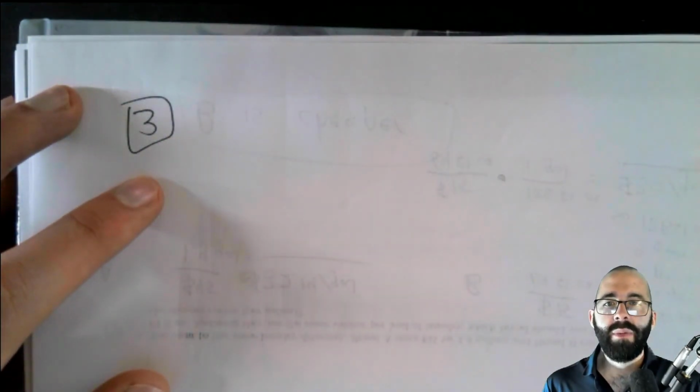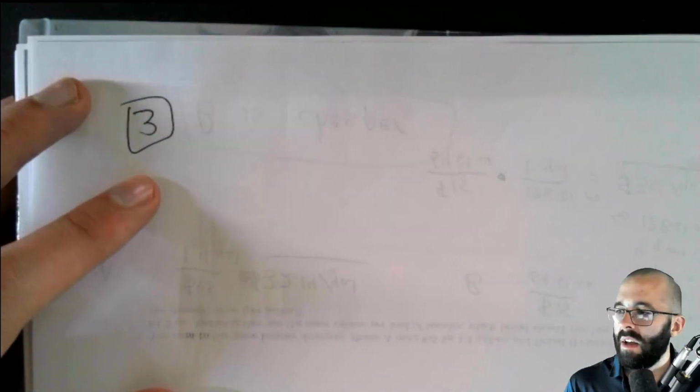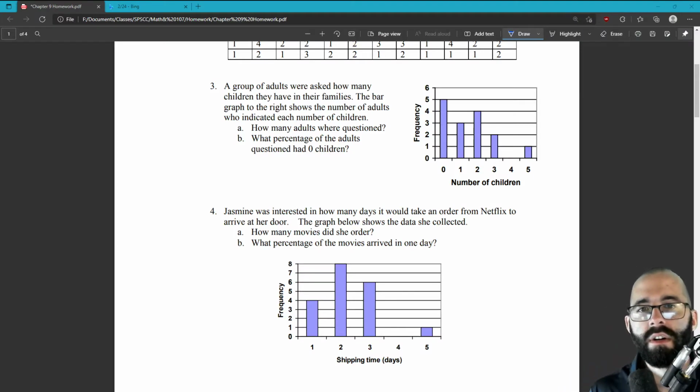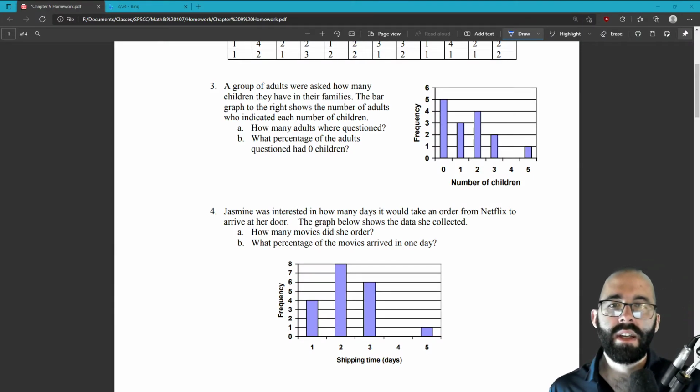Okay. A group of adults were asked how many children they have in their families. The bar chart on the right shows the number of adults who indicated each number of children. Okay, so how many adults were questioned? That's the total sample. Okay, so 5 adults had 0 children, 3 had 1, 4 had 2 children, 2 people had 3 children, and 1 person had 5 children.